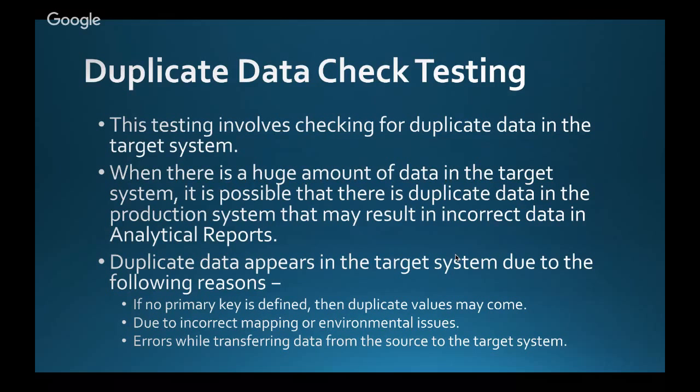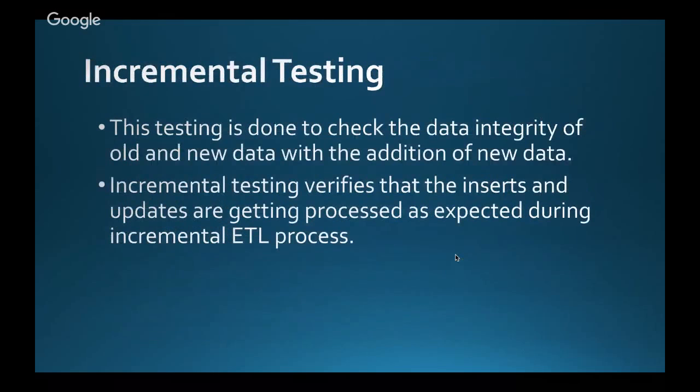Duplicate data appears in the target system due to the following reasons. If no primary key is defined, then duplicate values may occur. Other causes are incorrect mapping of the environment, or an error while transferring data from source to target system. Because of any of these, duplicate data can be seen inside the system, and as a tester you need to figure out the way to find duplicate data, test it, and eradicate it from the system.